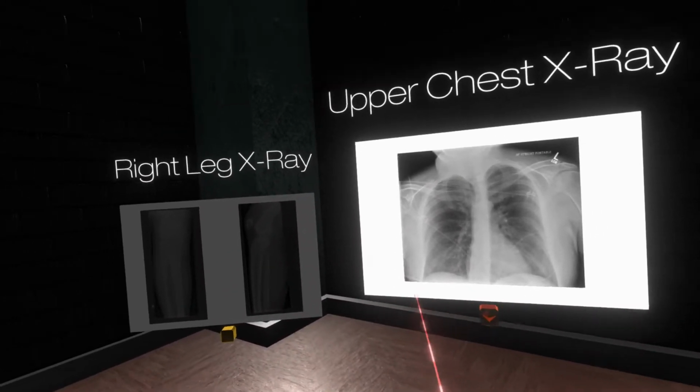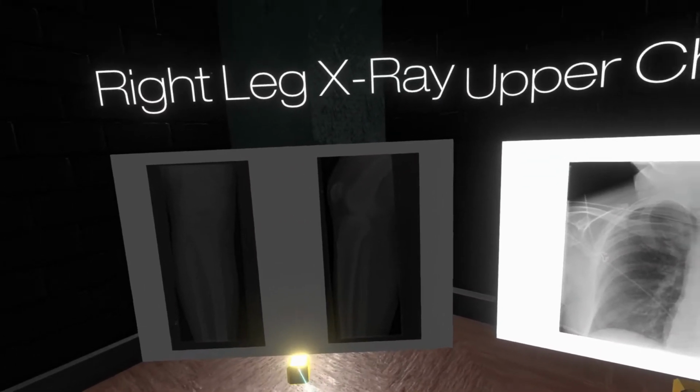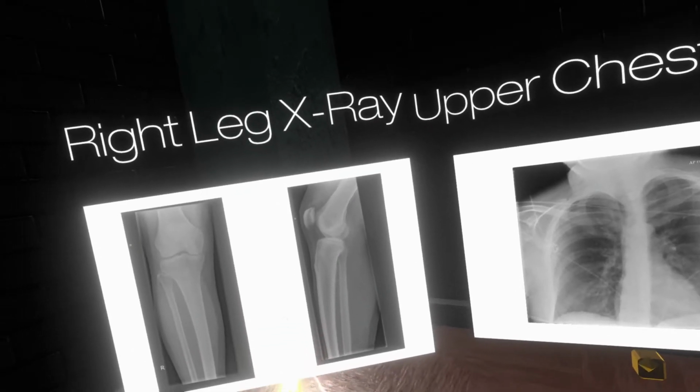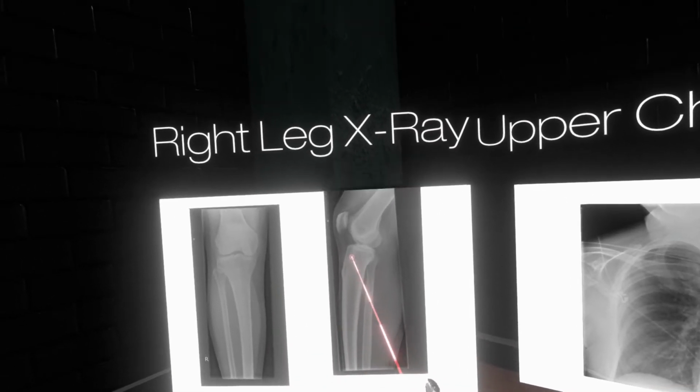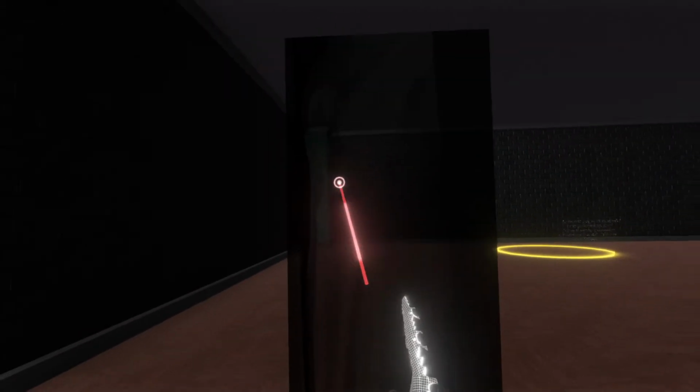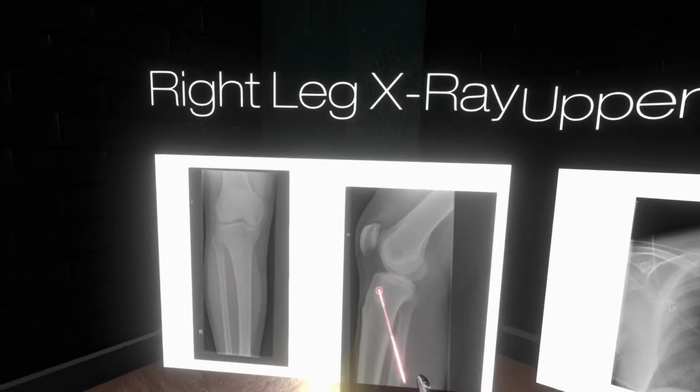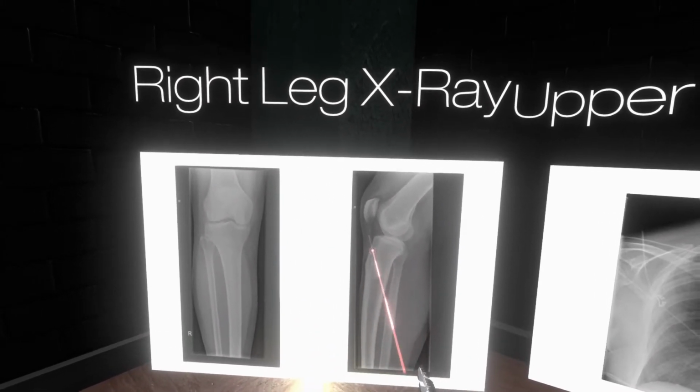I've also got a lower right leg or upper right leg X-ray here from two different angles. And again, I can take these individually off of the light box and turn around and look at them in whatever detail I would like.